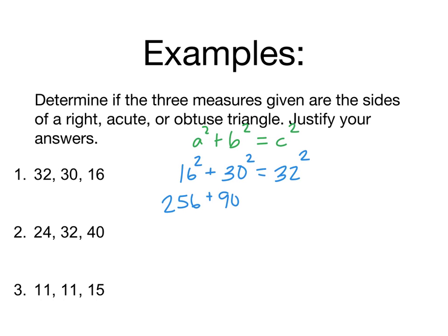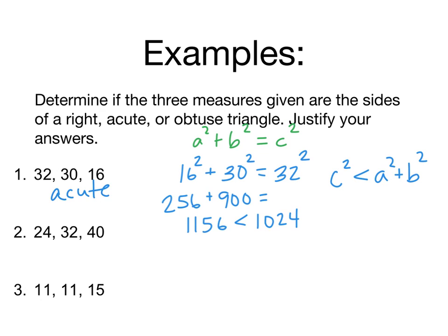30 squared is 900. And when I add those together, I get 1156. And 32 squared is 1024. So c squared in this problem is less than a squared plus b squared, which makes this an acute triangle. Okay, on to the next one.